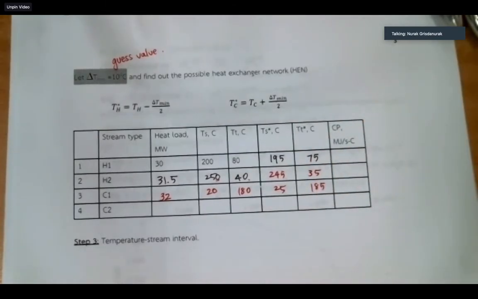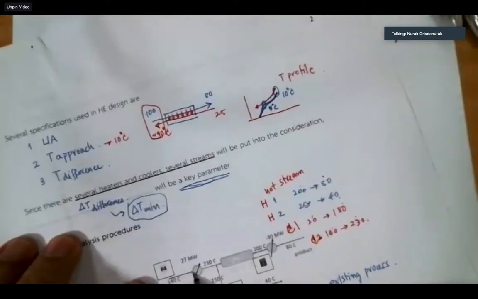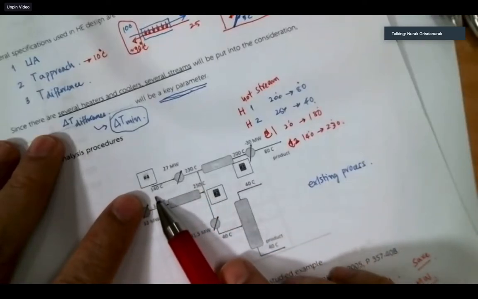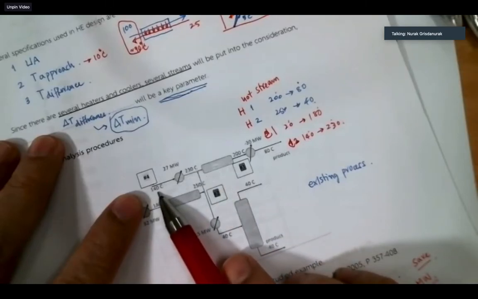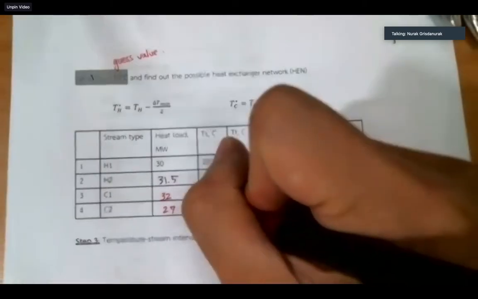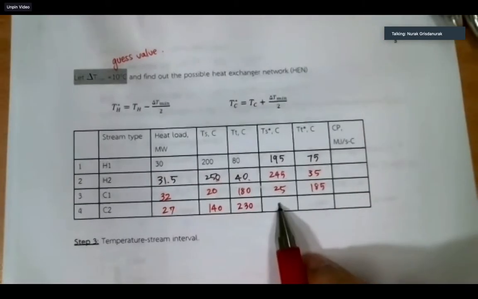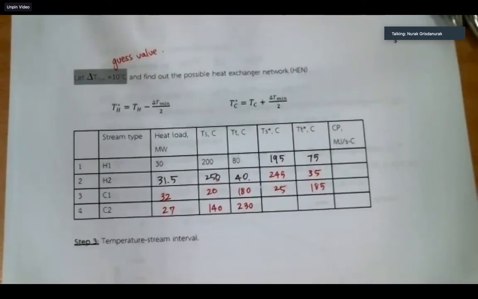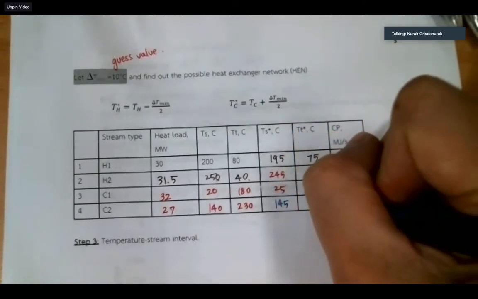The last one, number 3, I got the heat load of 27 megawatts from 140 to 230. Then I have to add or reduce, and I have to add. So what I get is 145 and 235.